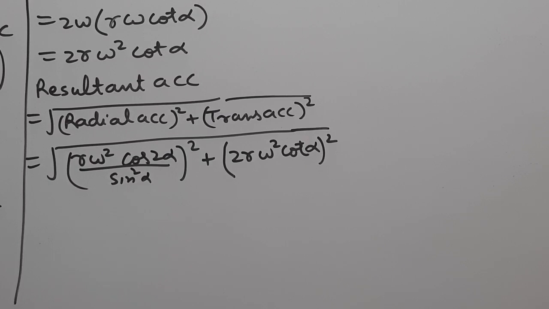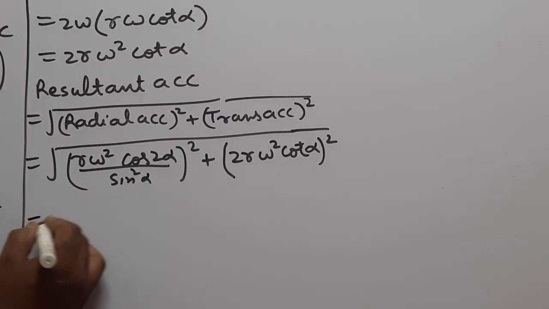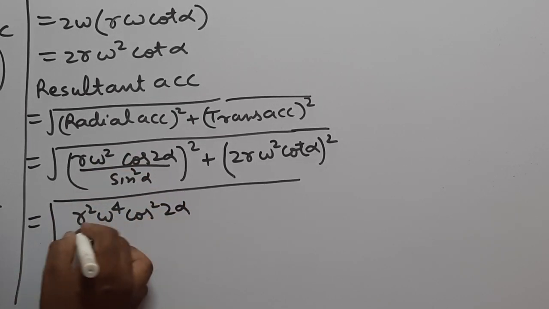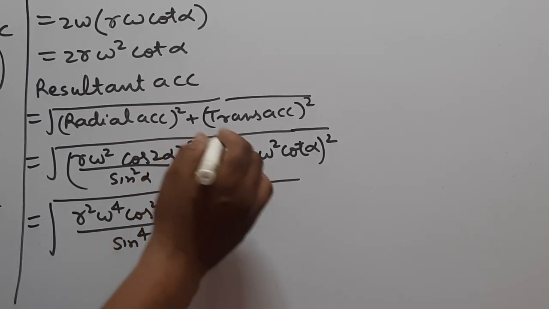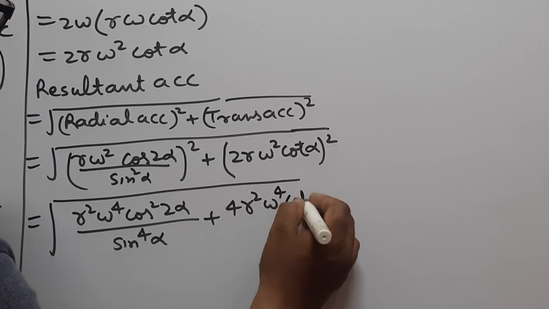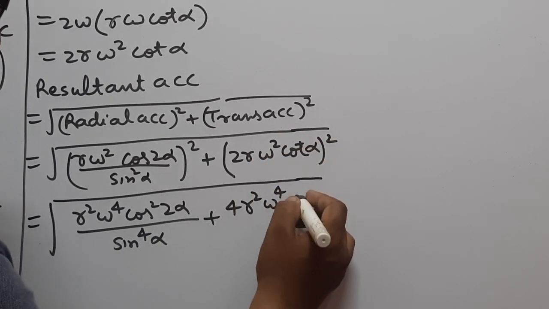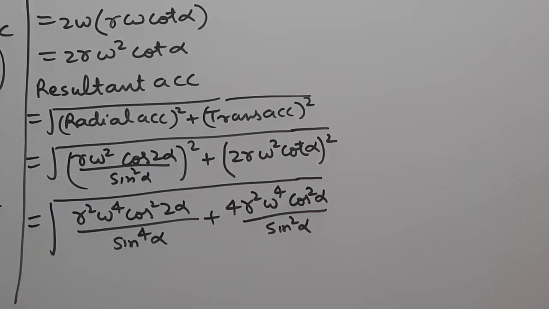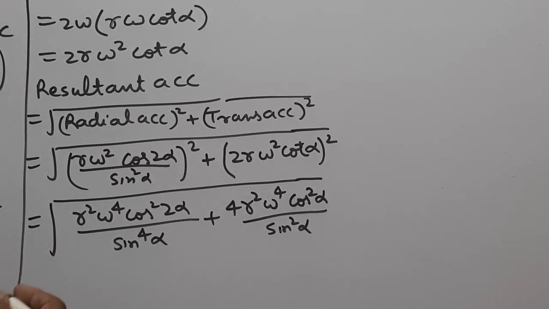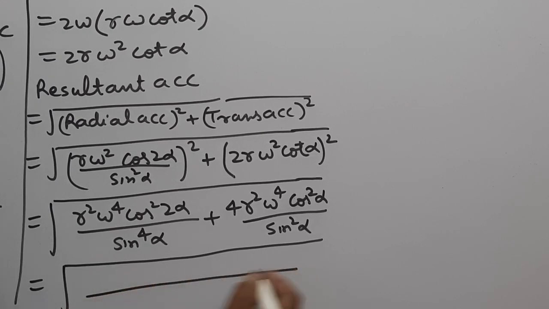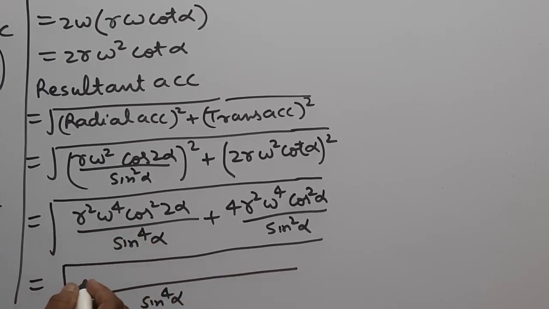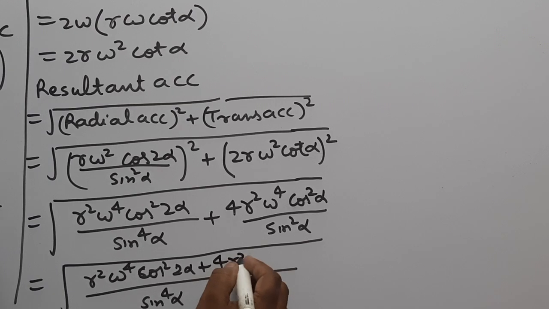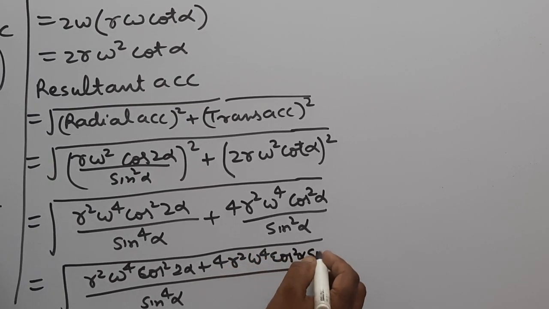Now we know that this can be written as r² ω⁴ cos² 2α divided by sin⁴ α, plus 4 r² ω⁴ cot² α, and cot α can be written as cos α by sin α, so this is cos² α upon sin² α. Now taking the LCM, sin⁴ α is the LCM here. So r² ω⁴ cos² 2α plus 4 r² ω⁴ cos² α multiplied by sin² α.